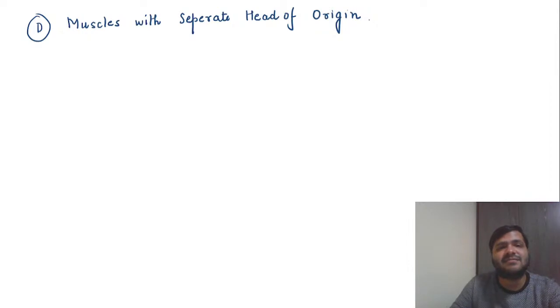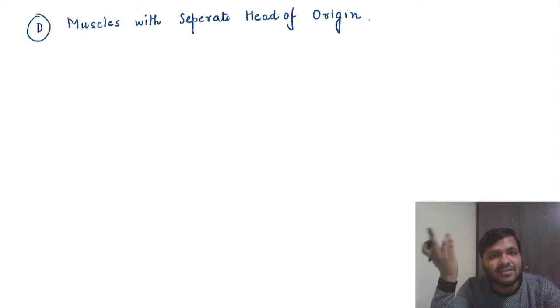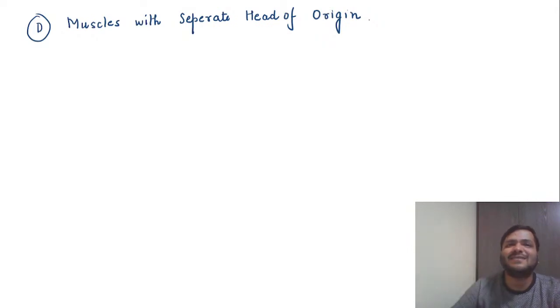Anyways, guys, just leave it. Muscles with separate head of origin. So just like you students have two heads, one is the original head where there is no brain, 10% brain, 90% is your knee. Similarly, these muscles have separate heads of origin.